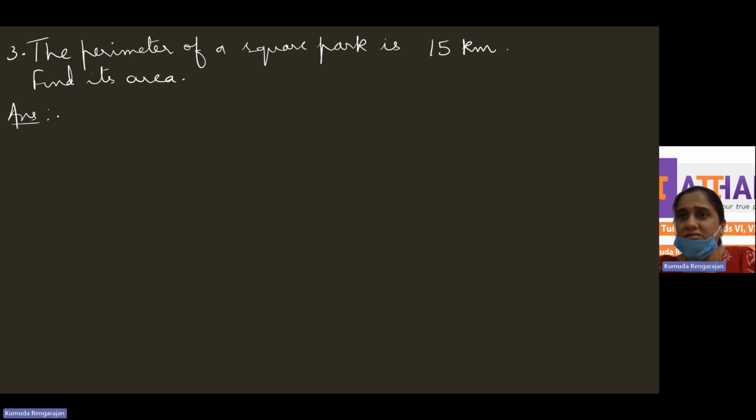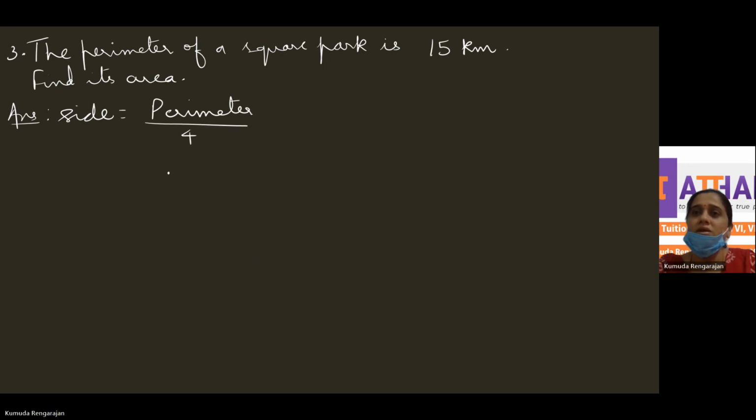No, children, see the perimeter is given. What is given then? Side plus side plus side plus side is given, right? What is perimeter? Perimeter means side plus side plus side plus side. So that means 15 kilometers is 4 into side. So what is the side then? Side is equal to 15 divided by 4. Side is equal to perimeter divided by 4. Yes or no?